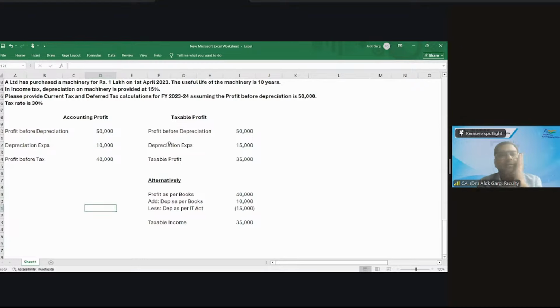So what is my current tax and what is my deferred tax in this case? Taxable income is 35,000. What is my tax at the rate of 30%? How much tax do I need to pay? 10,500. So what is my current tax, if I talk about my tax expense? My current tax expense is 10,500.